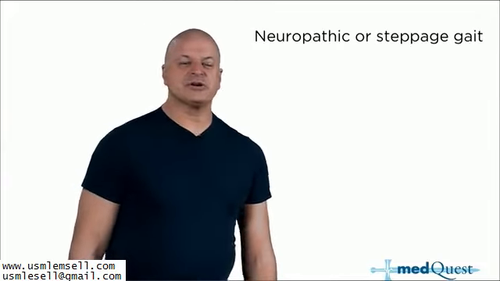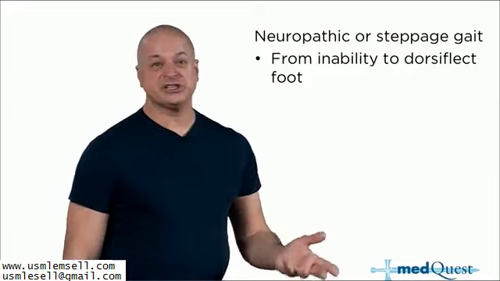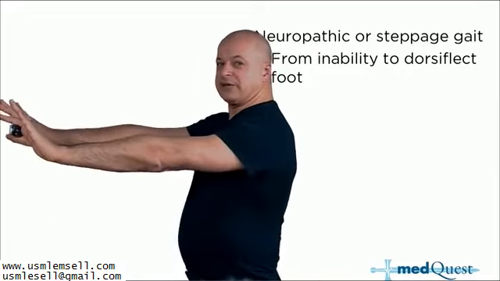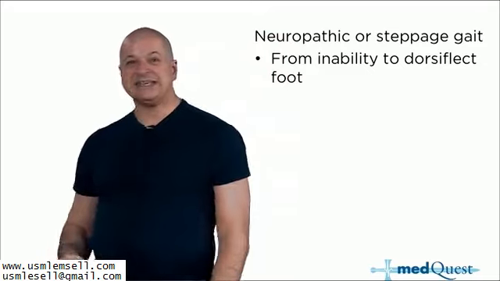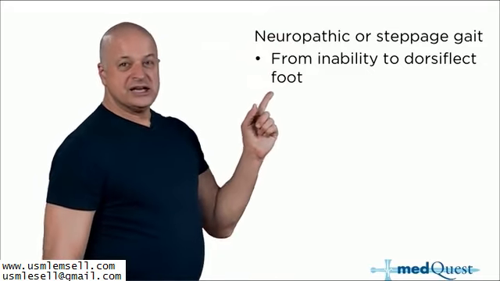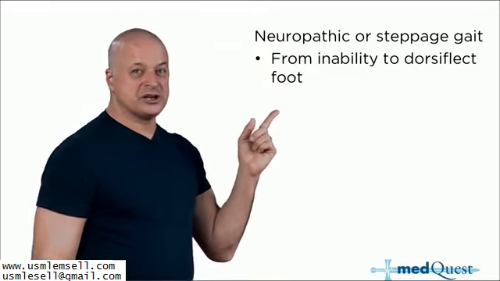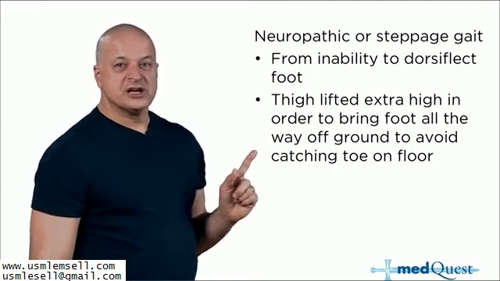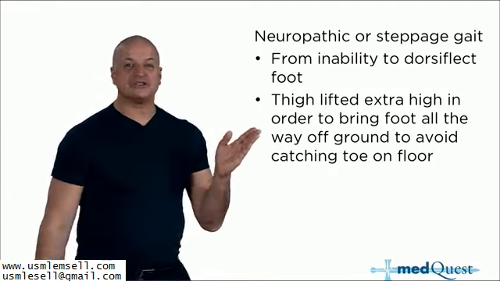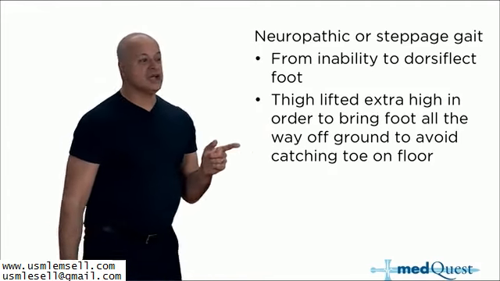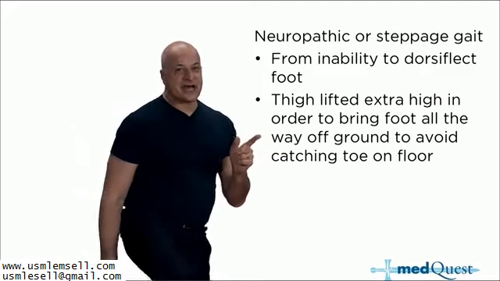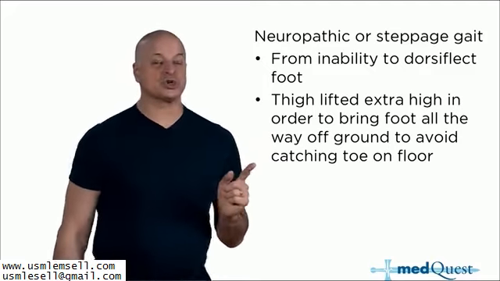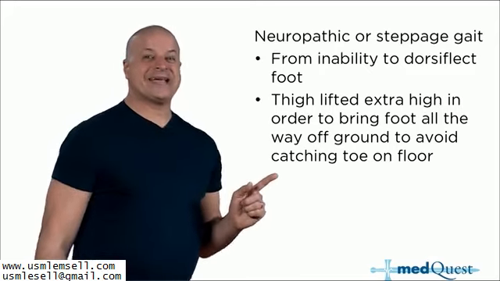So the neuropathic or steppage gait is from an inability to dorsiflex. Dorsiflexion means bringing the toes back to your nose. So from the inability to dorsiflex the foot, you can't pull it back towards you. So the thighs are lifted extra high because the foot would otherwise get trapped in the rug. You literally have to bring the high foot up to clear things, or people end up tripping and falling on themselves and breaking their hip.